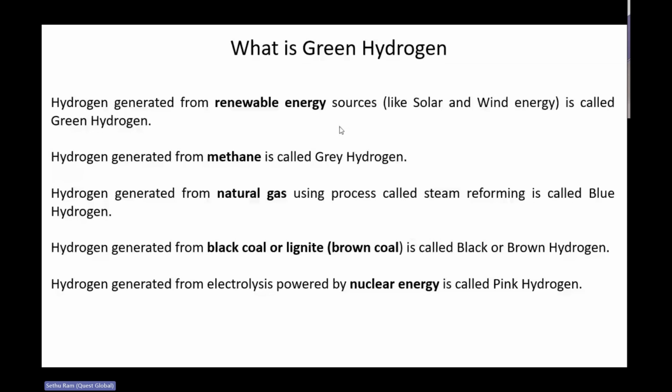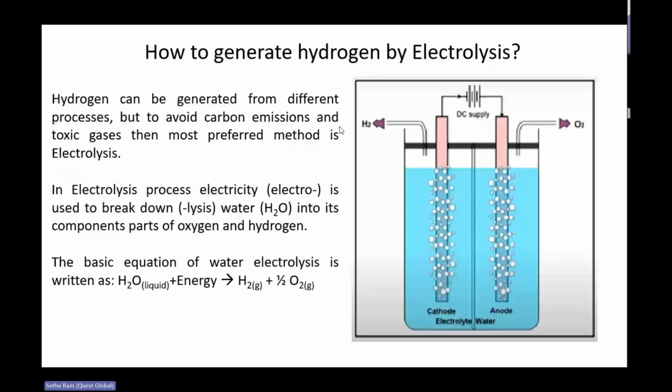Then we should know how to generate hydrogen by electrolysis. This electrolysis is the purest form of generating hydrogen, meaning almost 99.99% pure hydrogen will come with the help of this electrolysis process. I think you people know the electrolysis process, so I am just showing an overview of it. Here we use water, and water will be converted to hydrogen and oxygen with the help of electrolysis. We'll get the hydrogen from the water.